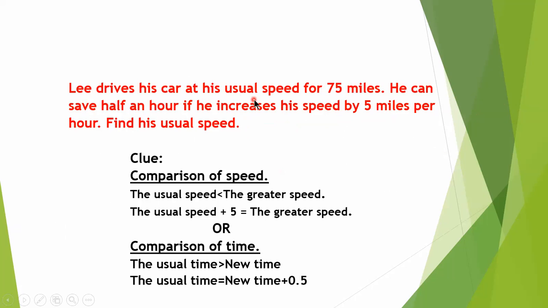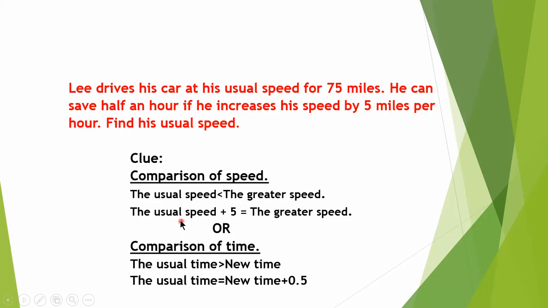Lee drives his car at his usual speed for 75 miles. He can save half an hour if he increases his speed by 5 miles per hour. See, here also a comparison. Find his usual speed. What is the clue? Comparison of speed. Why? He has a usual speed and he has an increased speed. So the increased speed is 5 miles per hour greater. So comparison. The usual speed is lesser, the new speed is greater.